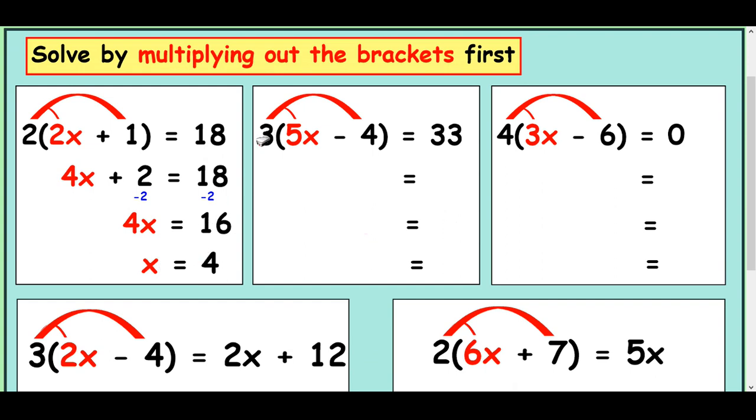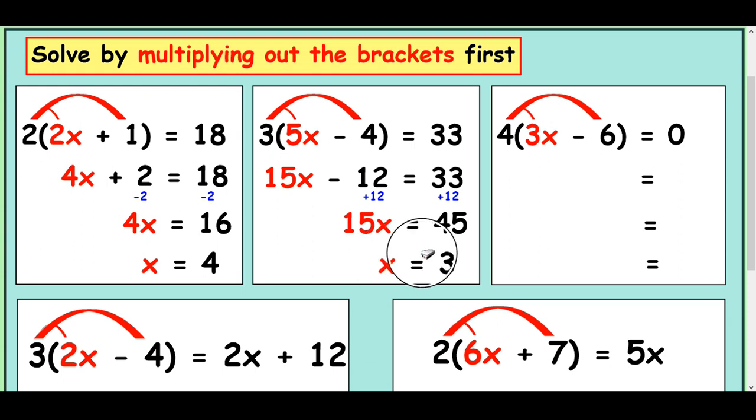Okay, next one. 3 times 5x is 15x. Take away 3 times 4, which is 12, and then that gives you 33. Add the 12 to both sides, because there's a takeaway 12 here. Remember, wherever you see a takeaway, you add, and you see an add, you take away, do the opposite. That's going to leave us with 15x equals 45. Then to finish off, divide both sides by 15, you're going to get x equals 3.